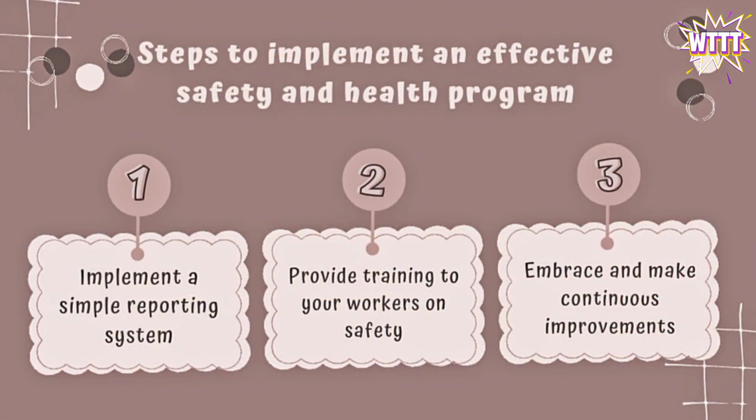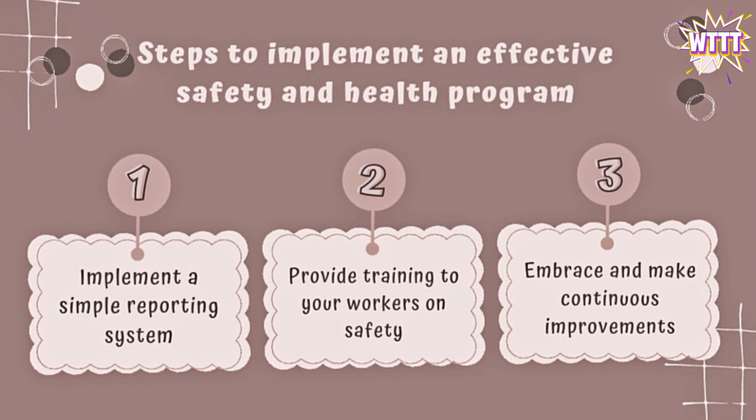Okay, but first of all, I want to thank Ms. Alice for inviting me to this show. Okay, so I will give three methods to implement an effective safety and health program. But please take note, there are hints. Okay, the first method is to implement a simple reporting system. A simple reporting system allows the employee to submit reports without requiring them to speak with the supervisor about an occurrence.